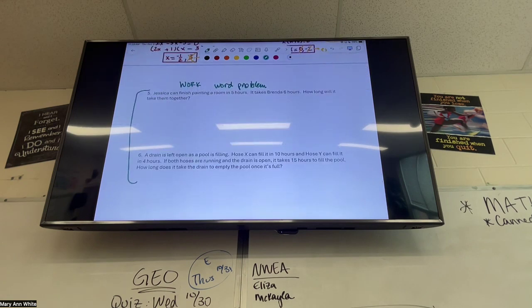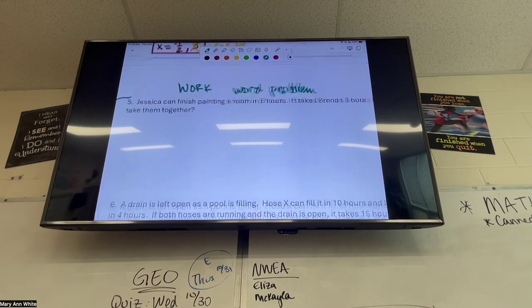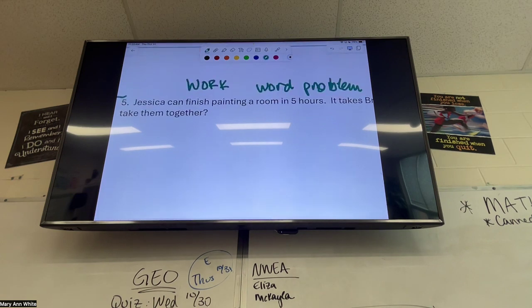Okay. Number 5 says Jessica can finish painting a room in 5 hours. It takes Brenda 6 hours. How long will it take them together? Okay. I like to think about it in terms of fractions. I go 1 over alone plus 1 over alone equals 1 over together. These fractions are essentially like what percentage of the room they can get done or what percentage of the work they can get done in an hour.